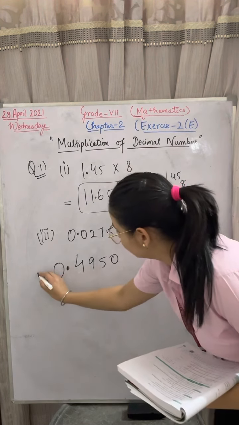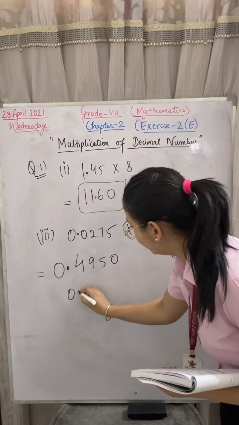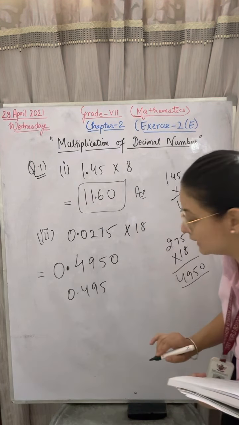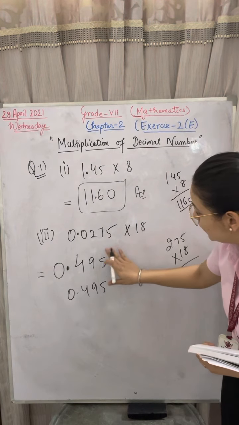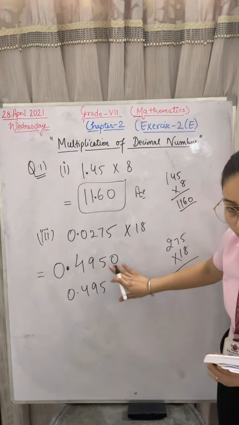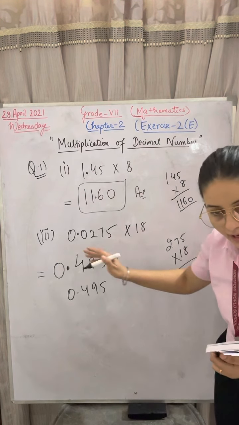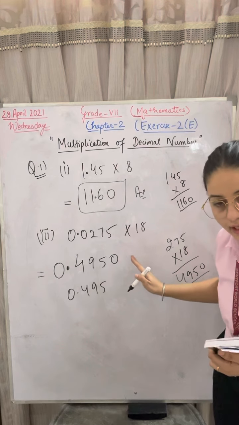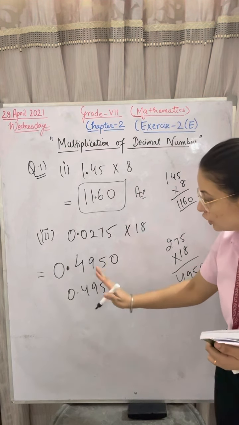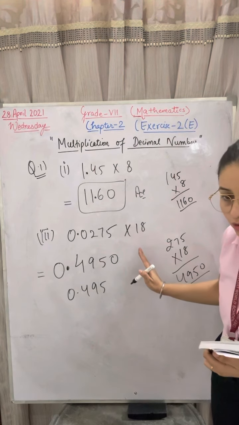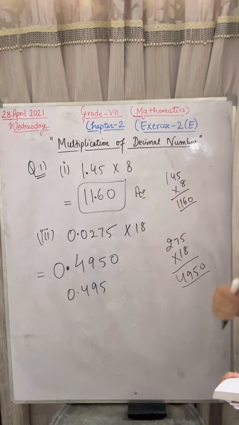Okay. This will be the answer. Some students are saying, ma'am, my answer is 0.495. This is also correct. If after decimal you are having 0 anywhere at the end, you can remove that. You can write your answer in this way also and in this way also. But the 0 should be at the last. Then only you can remove it. If it is in between the numbers, then you can't remove it.